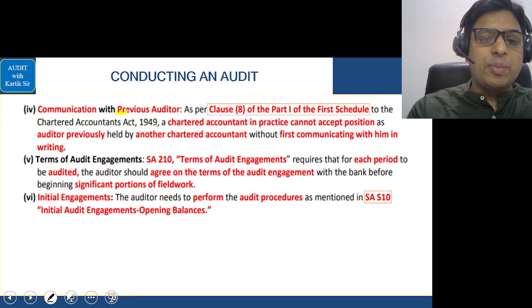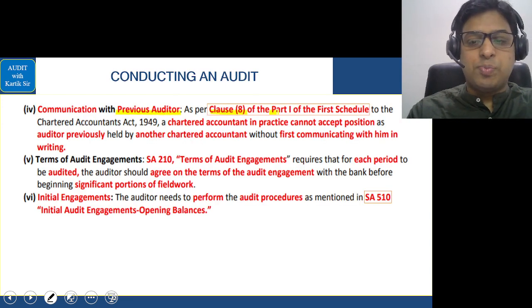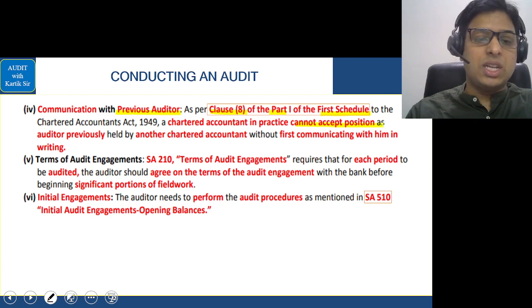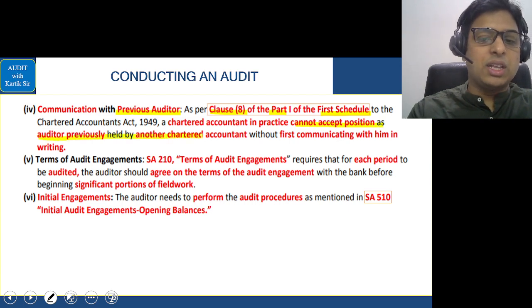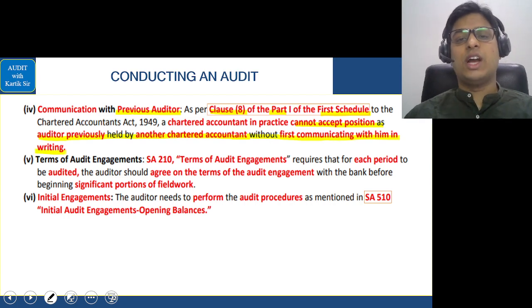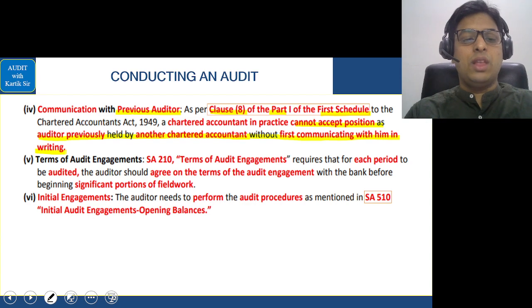Next is communicating with the previous auditor. As I told you, clause 8 of part 1 of the first schedule to the Chartered Accountants Act 1949. The Chartered Accountant in practice cannot accept the position as auditor previously held by another Chartered Accountant without first communicating with him in writing. So the CA who is going to take up the audit work has to first communicate in writing.